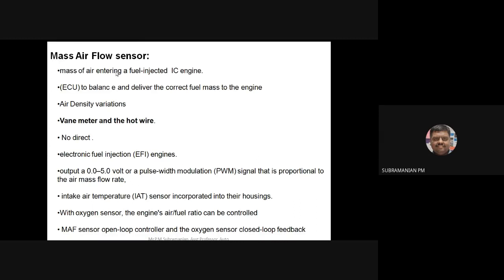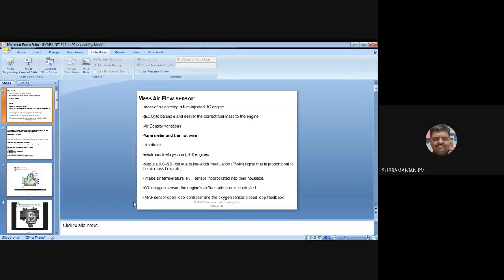mass airflow sensor? I have to know about the intake air temperature sensor. Okay, that is IAT.